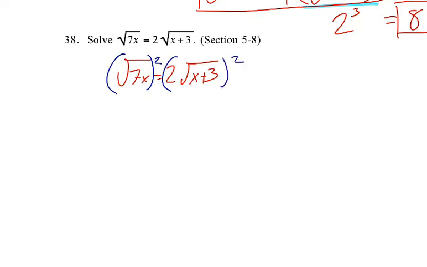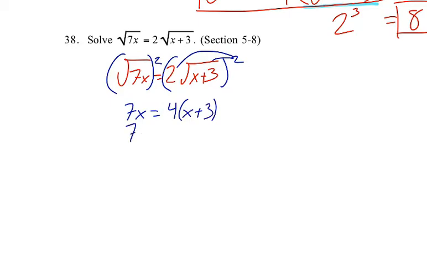Now on the left side, the square and the square root cancel off, leaving us with just 7x. On the right side, we've got to square a product, which means you're raising a product to a power, which means it gets distributed to both parts of the product. So it gets distributed to the 2, so 2 squared is 4. It also gets distributed to the group, square root of x plus 3, which just cancels out the square root, leaving us with just x plus 3.